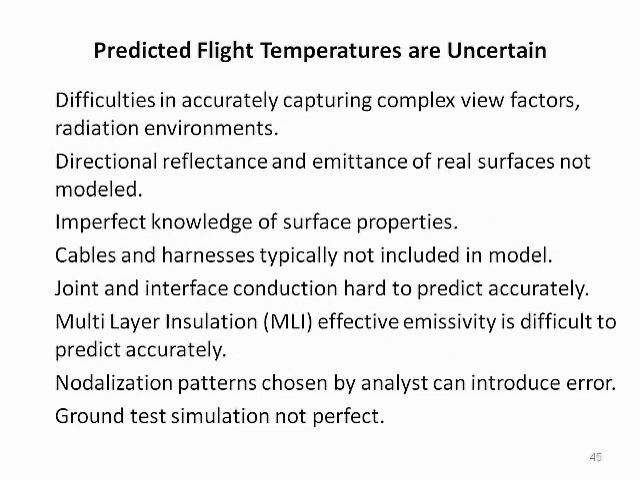A key factor that organizations must consider in developing their thermal test strategies is the fact that flight temperatures predicted by analysis are uncertain to some degree, even after thermal math models have been correlated to ground test data. These residual uncertainties are driven by things such as difficulties in accurately capturing complex view factors and radiation environments in analysis and tests, directional reflectance and emittance of real surfaces not being modeled, imperfect knowledge of surface properties, exclusion of cables and harnesses in analytical math models, inability to accurately predict joint and interface conduction, inability to accurately predict multilayer insulation, or MLI, effective emissivity, error associated with the nodalization patterns chosen by the analysts, and imperfect ground test simulation.